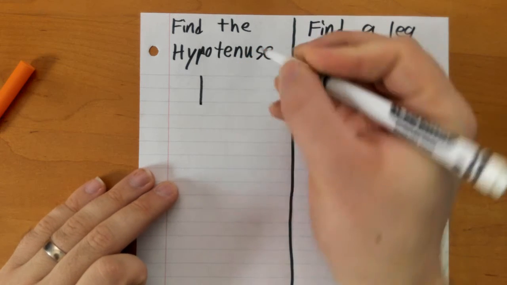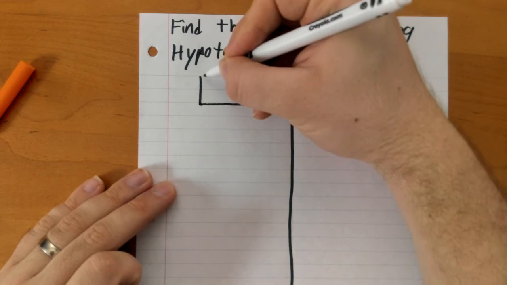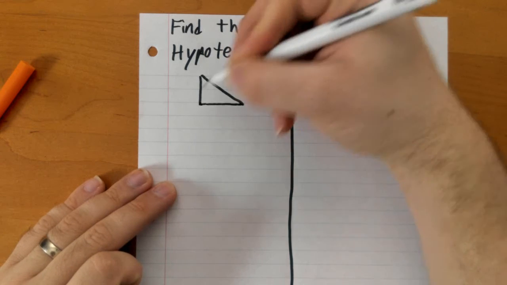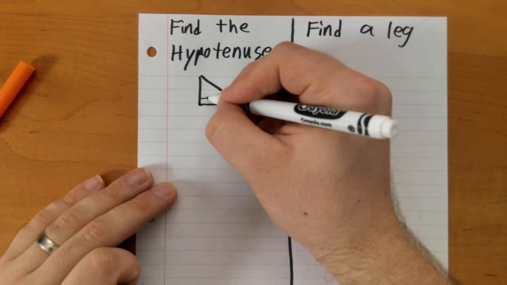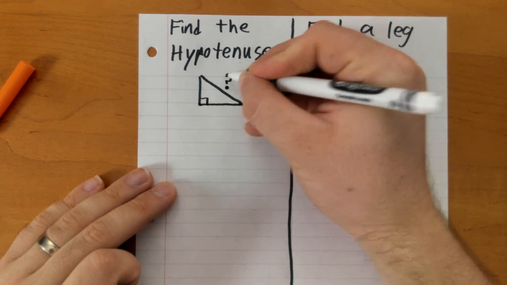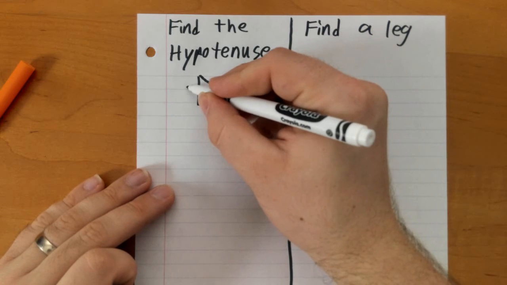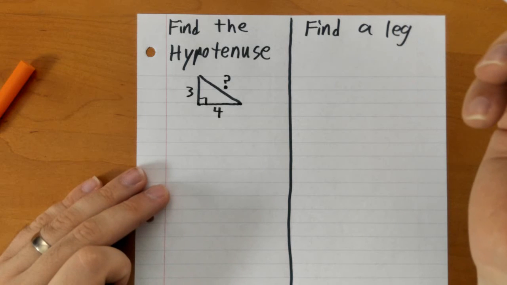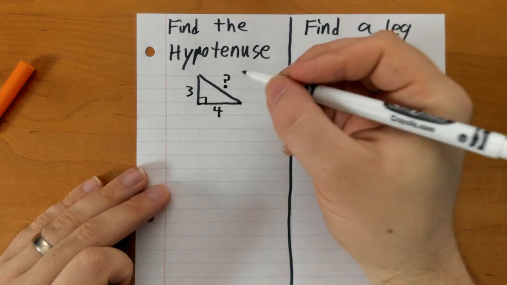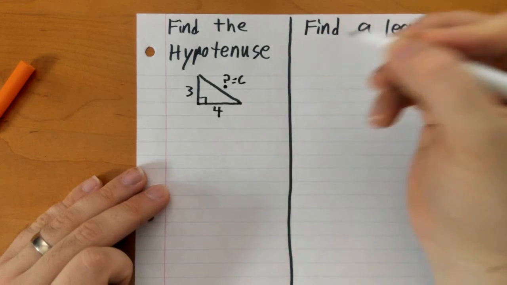Now, when you do the Khan Academy assignment, you're going to see some right triangles. And it's always a good idea to just draw a right triangle on your paper, right? So in this case, we're looking for the hypotenuse. And you're going to get the legs here. Our legs are going to be 3 and 4. Okay? And remember, for hypotenuse, we oftentimes use the letter C. So we're looking for C.